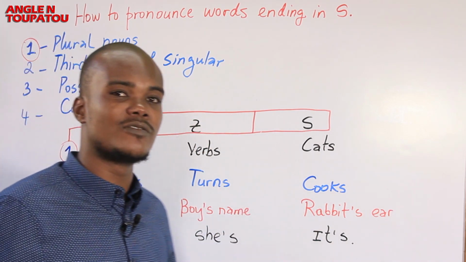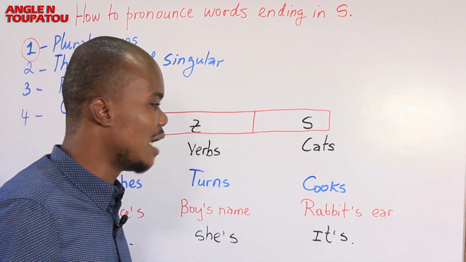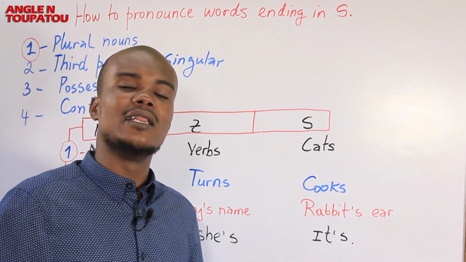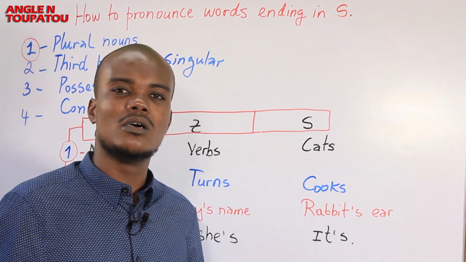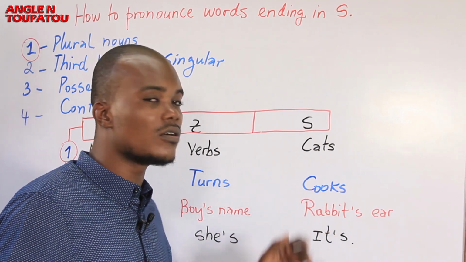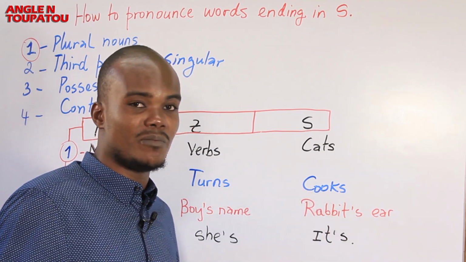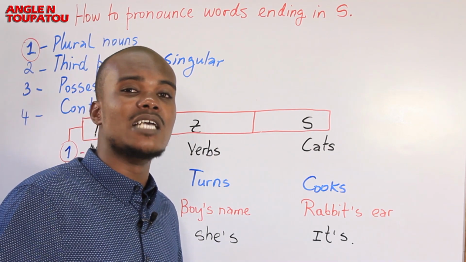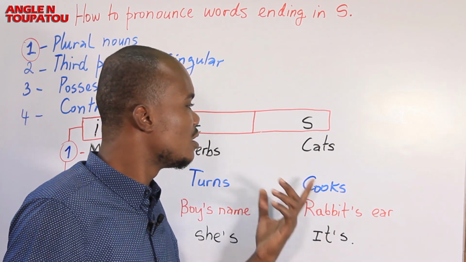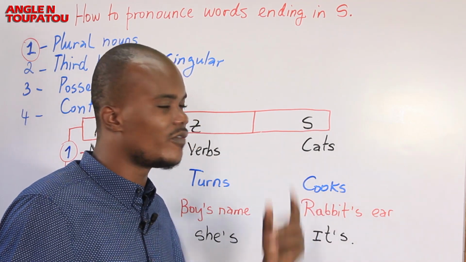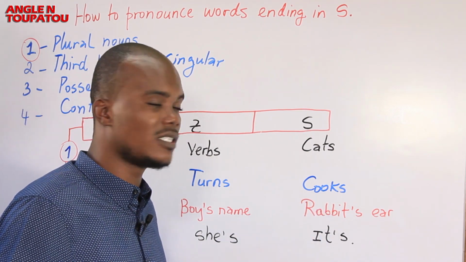And let's see another verb that can give the s sound. For example, this verb, to cook. Cook. She cooks. At the third person, she or Daniela cooks. It gives me the s sound.